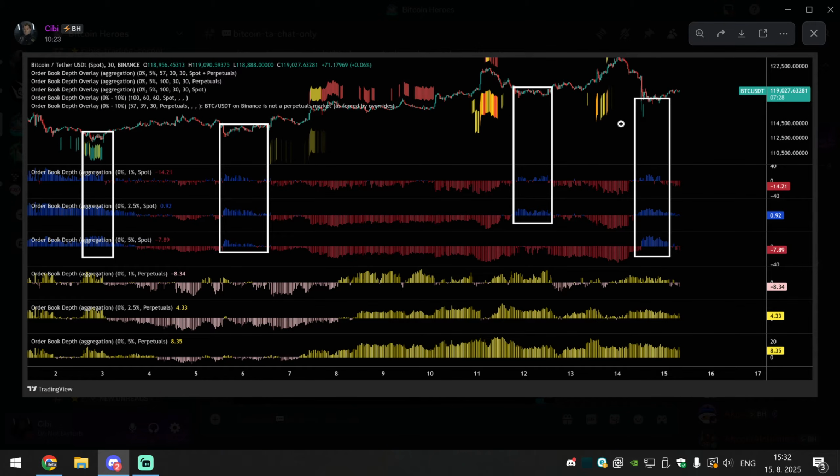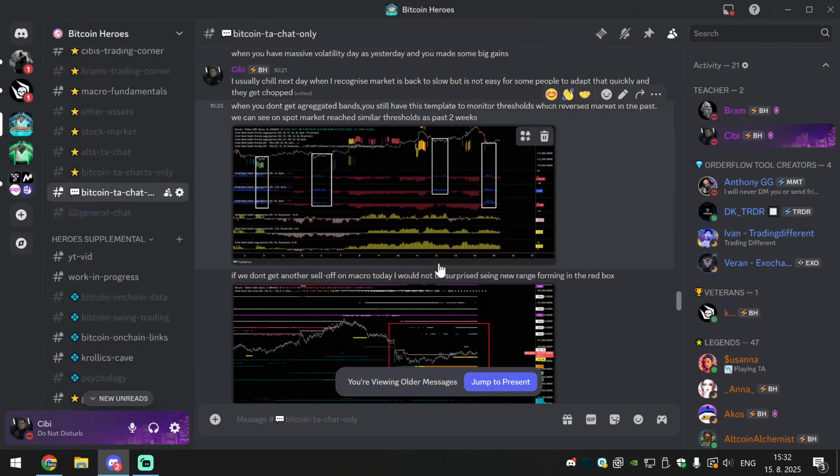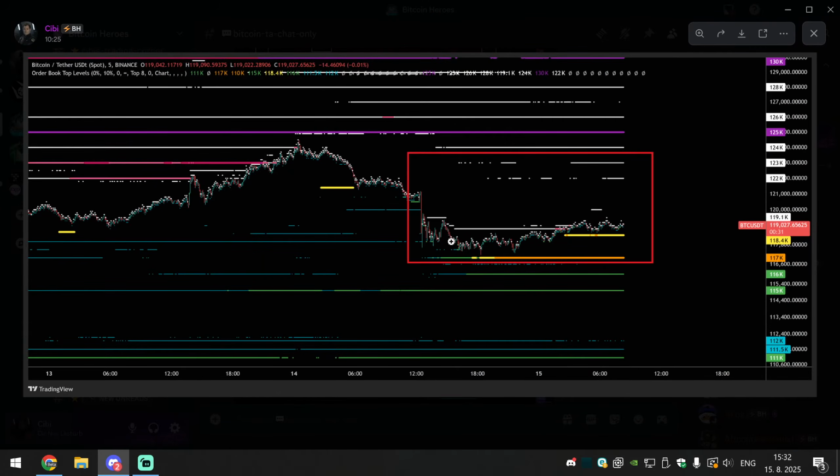And even if we don't get the bounce on TRDR, we know how to watch thresholds, and Bitcoin stabilized pretty much with the same thresholds as the past few weeks on the spot markets. Very similar thresholds, and then we found range and stability and bounce. So this bounce is actually statistical, and with this template you need to do your backtest so you actually understand this.